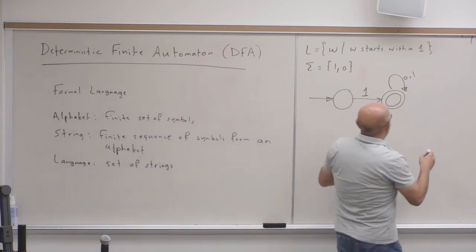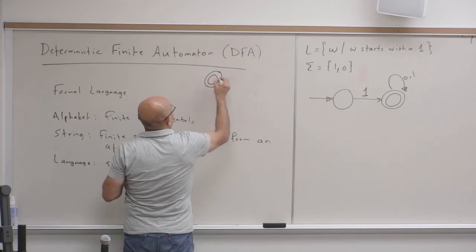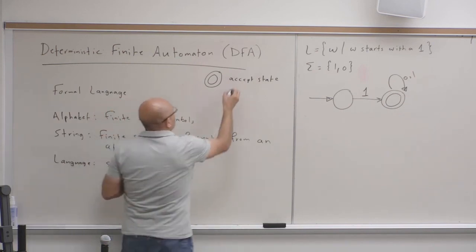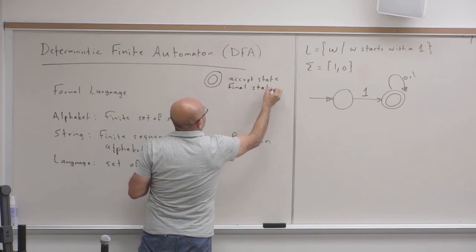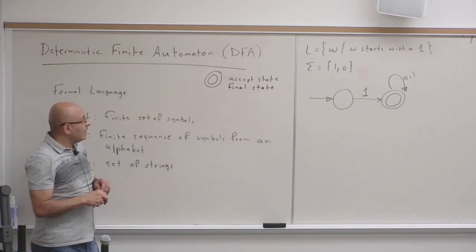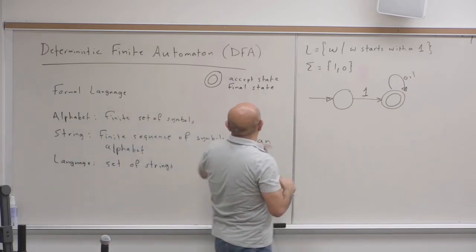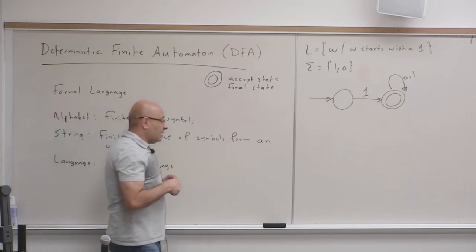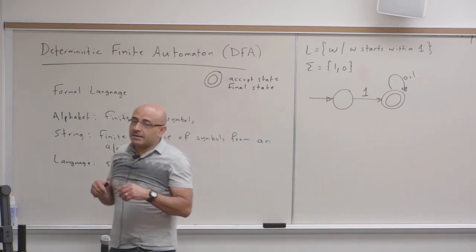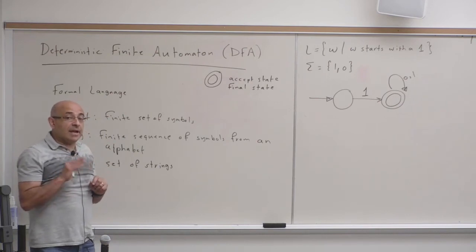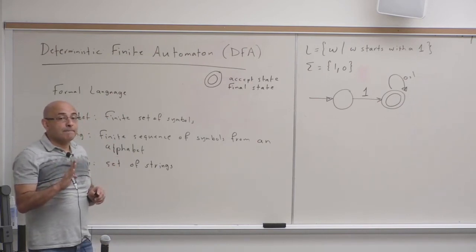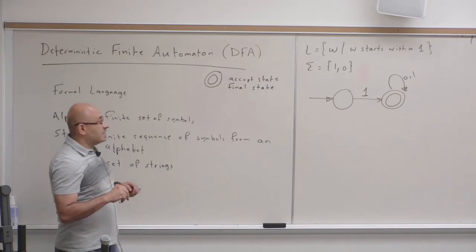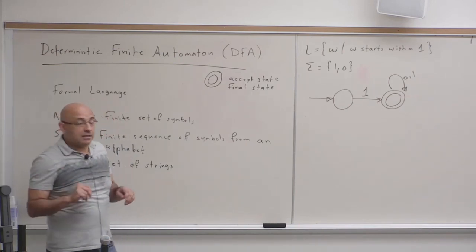So this is an accept state. Or sometimes it's called what? Final. Yeah, final. In fact, I like accept better. I think accept is more precise, because final may imply incorrectly that every string must end in that state, and it's not true. The processing of a string ends in that state only if that string belongs to the language. So if the string does not belong to the language, it's going to end up in a different state.